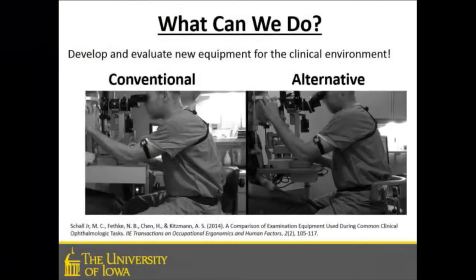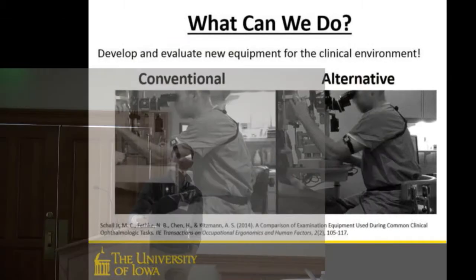What can we do? Well, our focus moving forward has really been on developing and evaluating new equipment. I recently published a study in the journal IISE Transactions on Occupational Ergonomics and Human Factors, evaluating some of this conventional equipment in comparison to alternative equipment. And we've really found positive results in that study. So if you want more information, you can come talk to me. Just to highlight a few things, this is the slit lamp biomicroscope, with some changes that we have implemented.